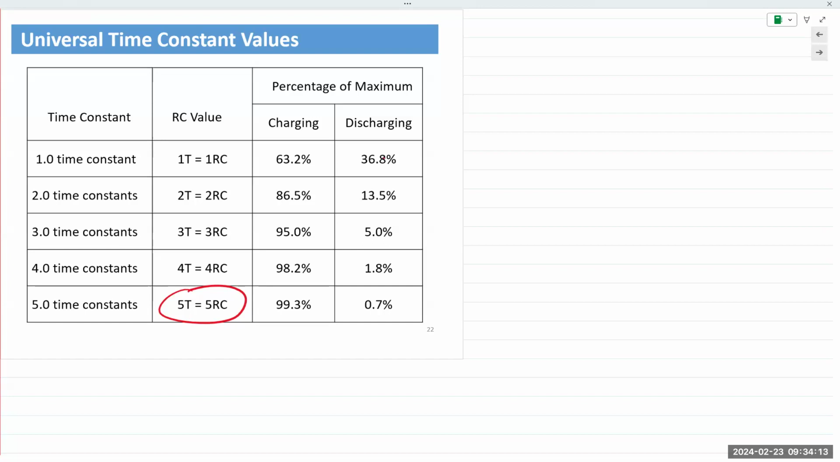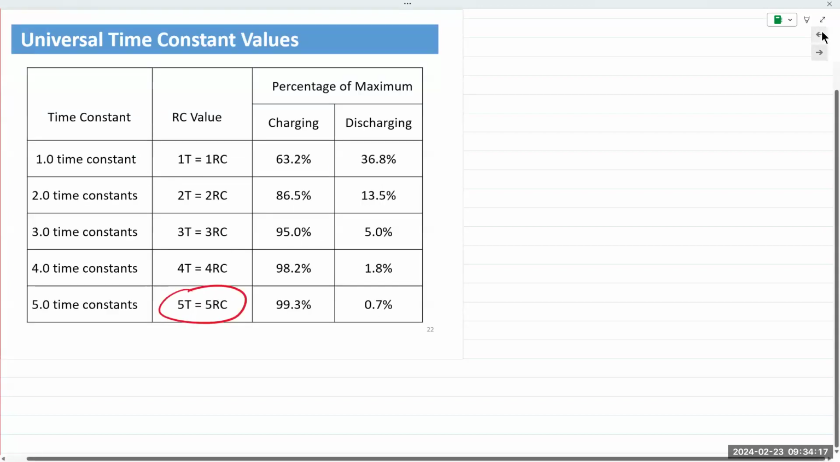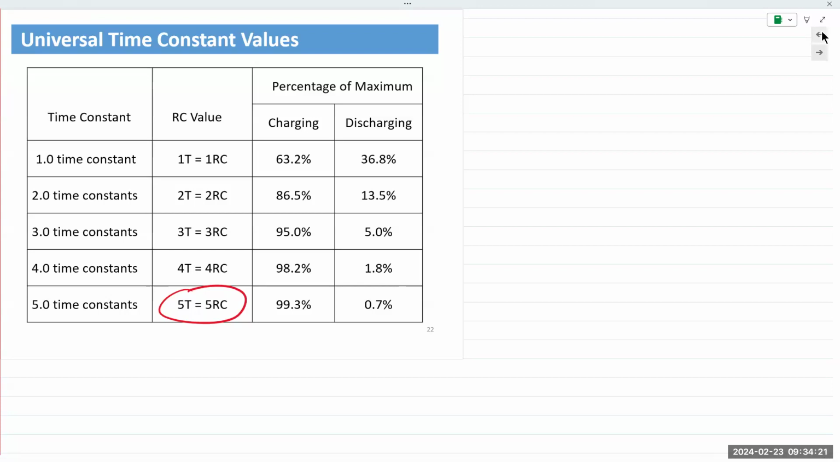All right, 10-second pause. Let me know if you have any questions. The general solution slide is the most important, because that works for all 4 circuits. All 4 circuits. Any questions before we move on to examples?